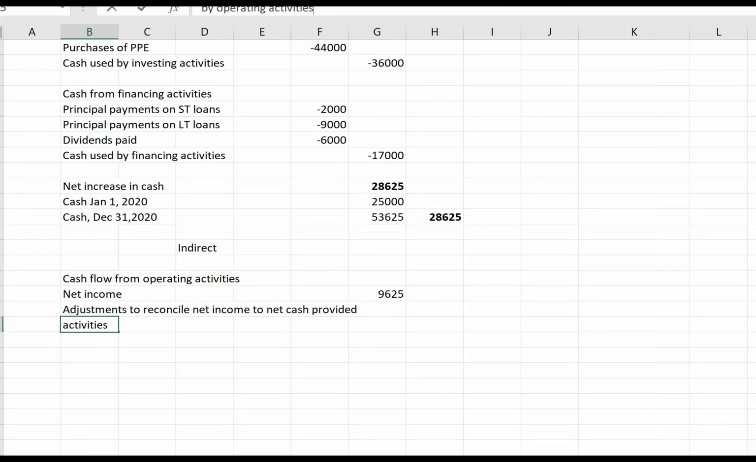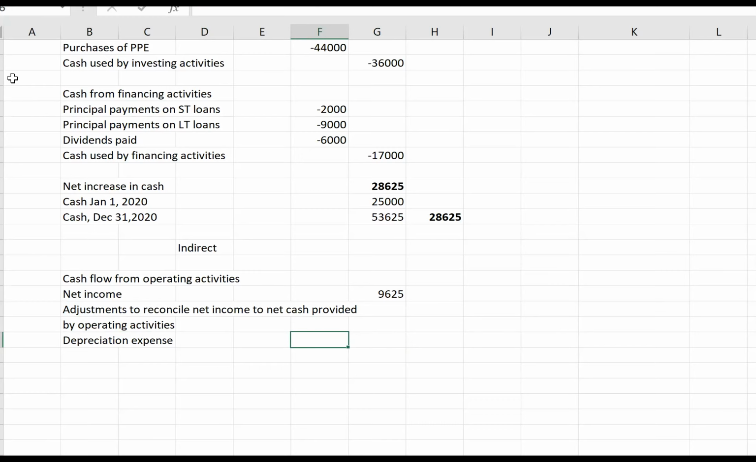Okay, so we're going to put here, one of the first things that we're going to add back is depreciation expense. And you didn't see this on our direct method either, because we didn't start with net income, so we didn't need to add back depreciation expense. So we're going to add back depreciation expense.